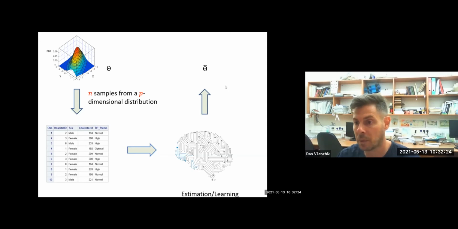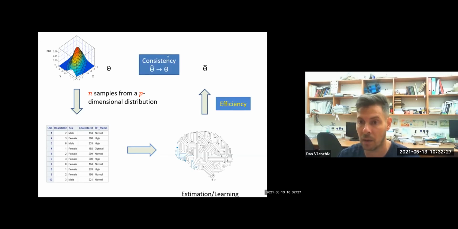In this pipeline, we care about two things. One is, of course, consistency. So we want the estimated parameters to converge, or to be close in some norm, to the real parameters theta. And we want the task to be carried out efficiently. We don't want to wait 2 years to get this result. In many cases, we can get both, and that's very nice. But in some interesting cases, we cannot get both, and there is a trade-off between efficiency and consistency. We'll see an example in this talk today.